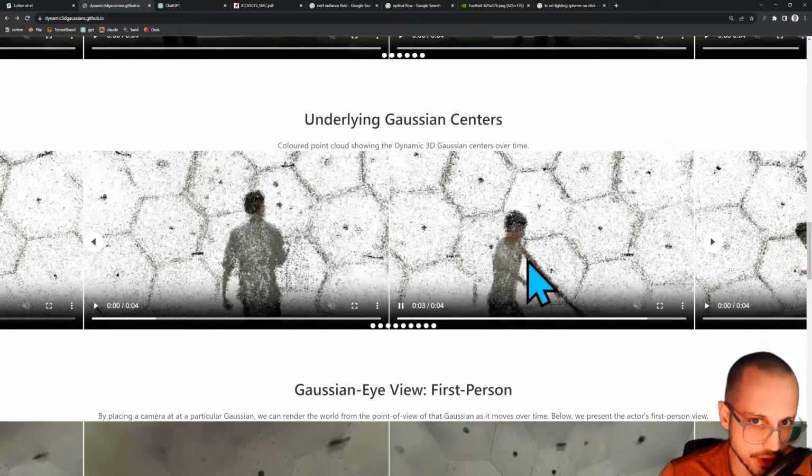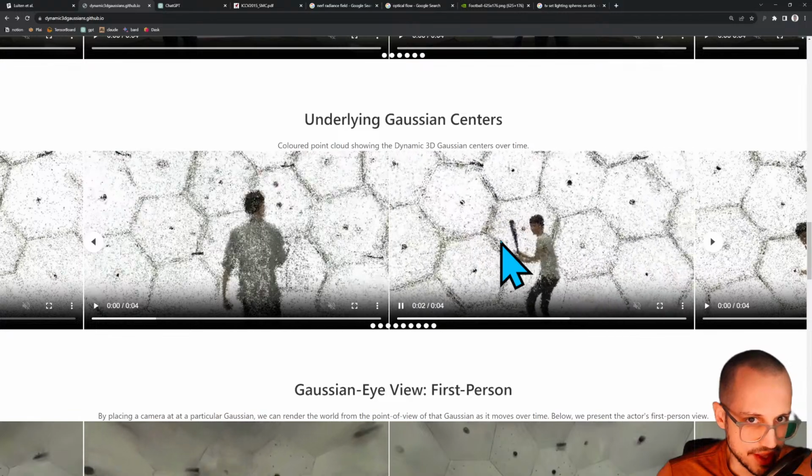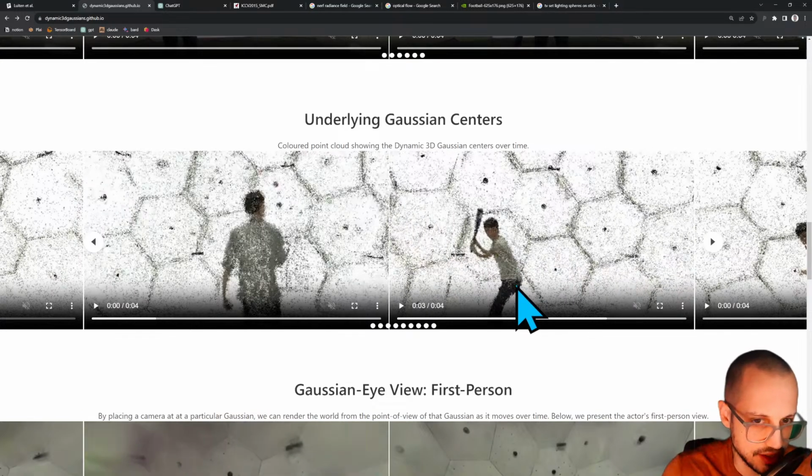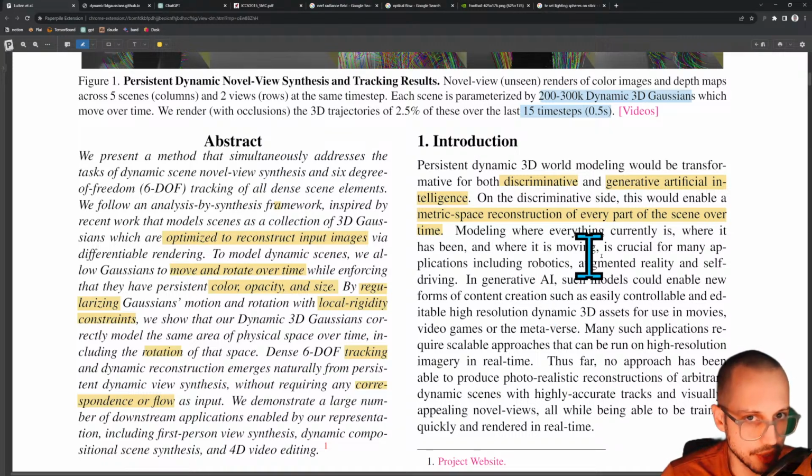So 3D Gaussians are potentially the way that we get physics-based interactions into these 3D representations in a way that we can use them for robotics and games and augmented reality, VR, and stuff like that. In generative AI, such models could enable new forms of content creation, such as easily controllable and editable high-resolution dynamic 3D assets for use in movies, video games, or the metaverse.